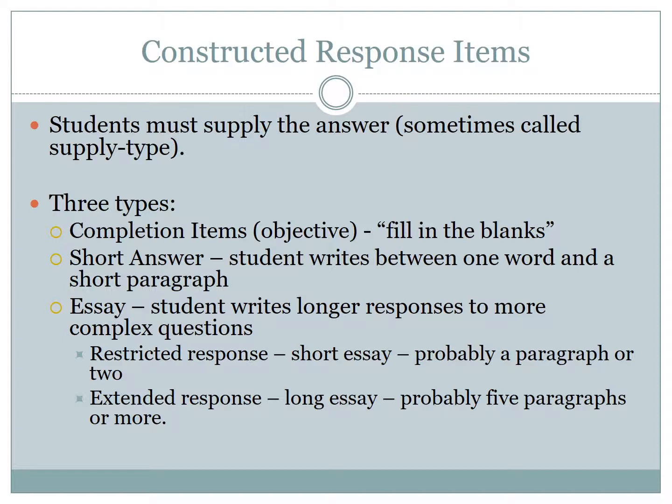A second type of constructed response item is a short answer, and this is anywhere between one word and a short paragraph. So in a sense, completion items are short answers, but generally when we refer to short answers, we're talking about a sentence or two or up to a paragraph. So for example, if I asked you to write a definition for the word civility, you might do that in a short answer.